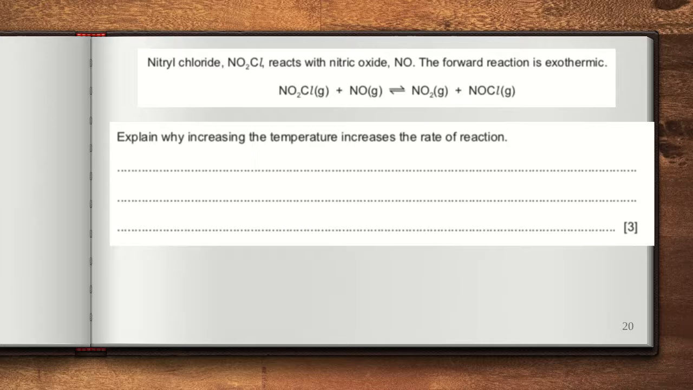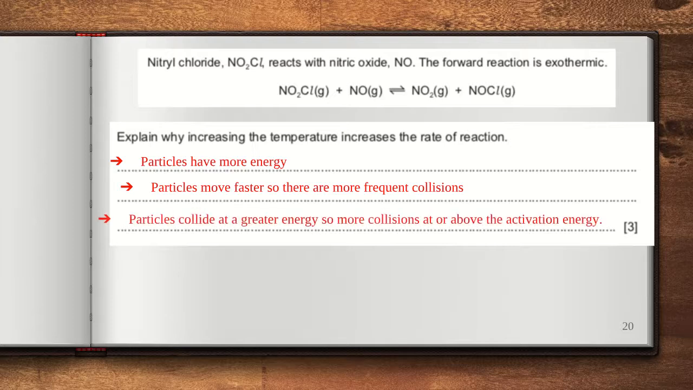Okay, so the actual answer for 3 marks. 1, particles have more energy. You can say particles have more kinetic energy if you want. They're moving faster, so there's more frequent collisions. They collide at a greater energy, so there's more successful collisions. So it's a 2-part. There's more hitting their activation energy, but there is also more frequent collisions. So it's a 3-part answer to this one.